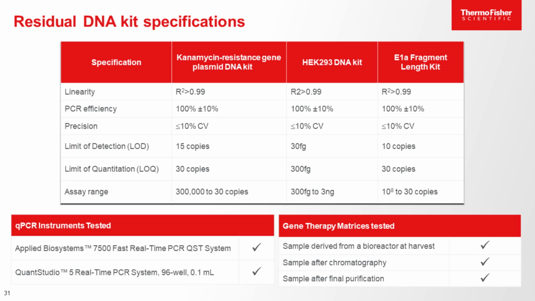Beyond the specifications from the previous slide, we see that all assays have an acceptable precision, a limit of detection of 15 copies for the CAN-R kit and 30 femtograms for the HEK293 DNA kit, a limit of quantitation of 30 copies for the CAN-R kit and 300 femtograms for the HEK293 DNA kit. The assays have been validated using both of our recommended instruments, the Applied Biosystems 7500 Fast and the QuantStudio 5.